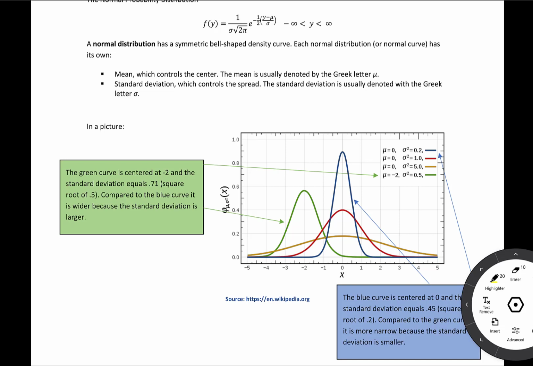Normal distributions are characterized by both their center and their spread, or their mean and their variance. The mean of the distribution controls where the center of the curve is, and the variance controls how spread out it is. So for example, if we compare the red and the blue curve, they both have the same center, but the red curve has a much larger standard deviation or variance, and then the same could be said comparing to the yellow curve. The green curve, on the other hand, has a different center because it's centered at a different spot compared to the other 3 curves.